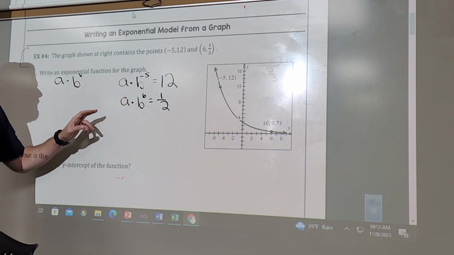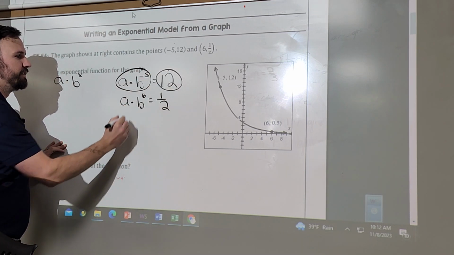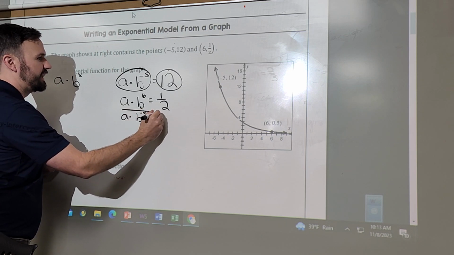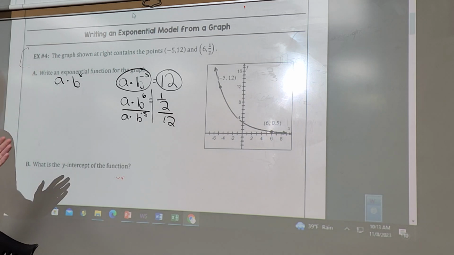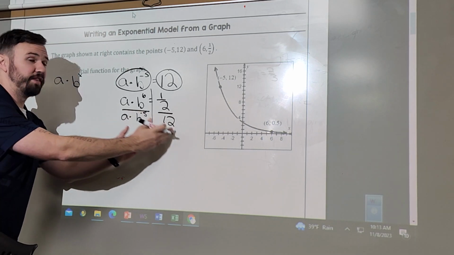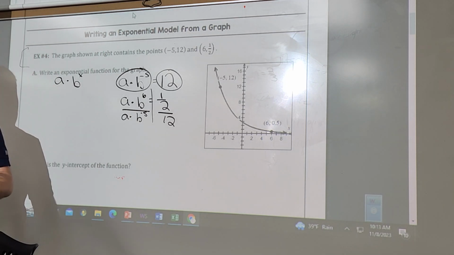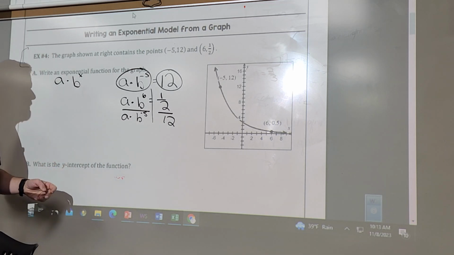Ooh, let's do this. This is the same thing as this, correct? So if I divide this side by a times b to the -5, can I divide this side by 12 and it stays equal? Yes. Do you guys agree? Because this is 12 and that's 12. So I'm dividing both sides by 12. Do you guys know how you did systems of equations? You added them together. You can also divide them. You can also multiply them because they're equal on both sides, right?